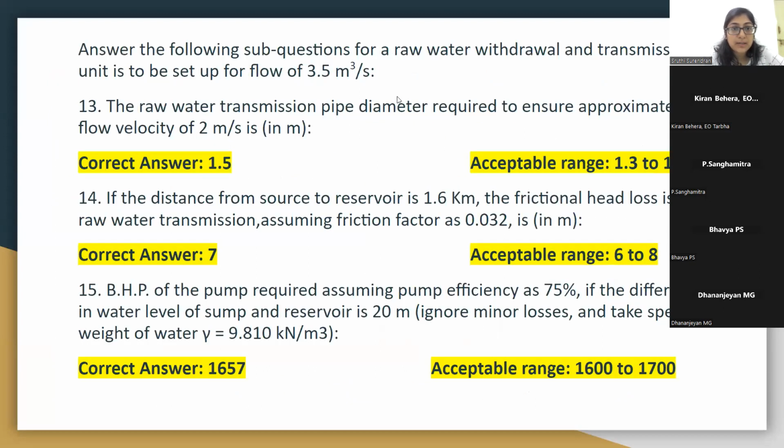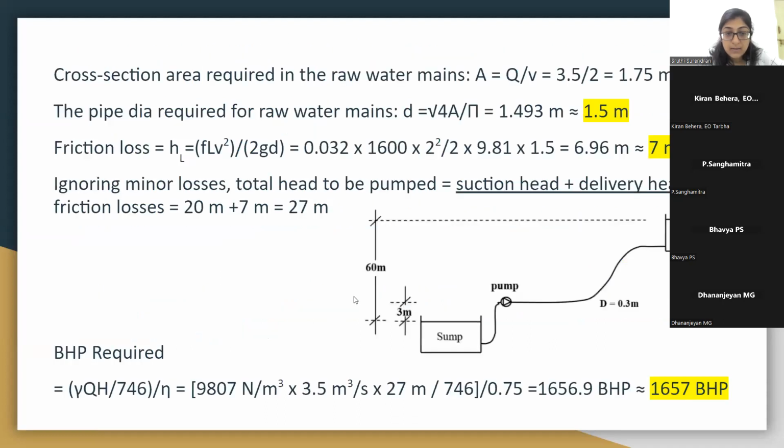So now the third part of the question is, find the horsepower of the pump that is required, by assuming the pump efficiency 75%. If the difference in the water level of the sump and reservoir is 20 meter. So when this is said, the statement means that the total head, that is the suction head plus the delivery head, is going to be 20 meters. And also they have mentioned to ignore minor losses and take the specific weight of water as 9.81 kilonewton per meter cube. So again here we are making use of the formula gamma QH by 746 divided by efficiency. So this is the formula for finding out the horsepower of a pump.